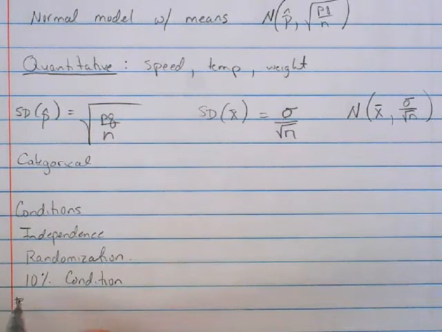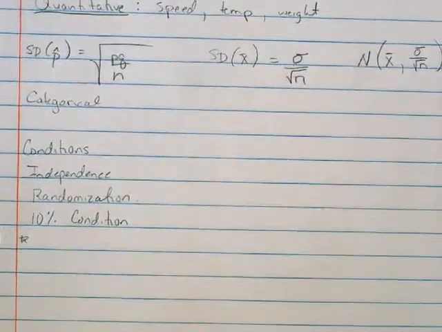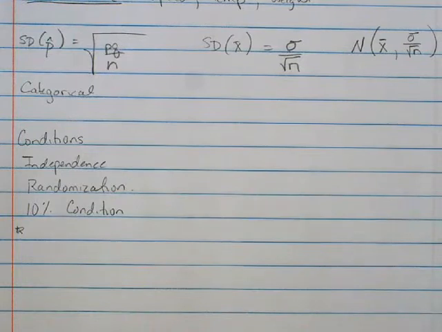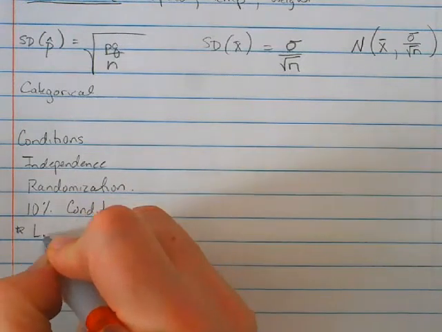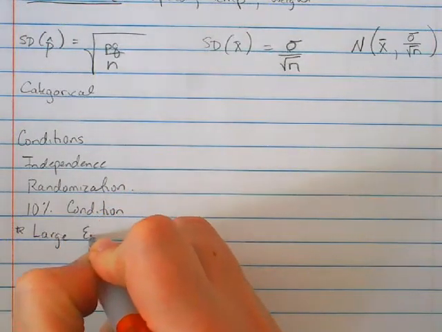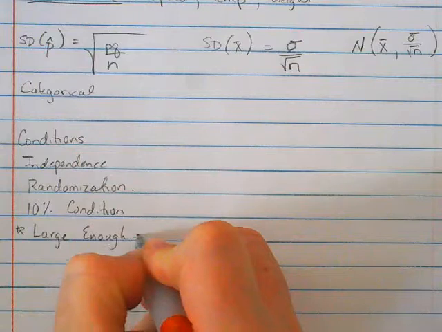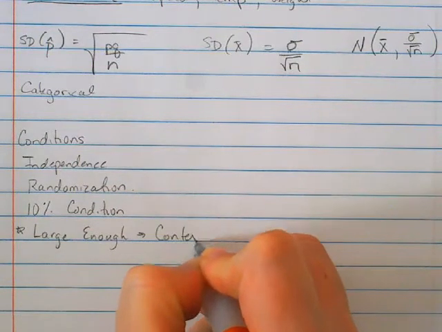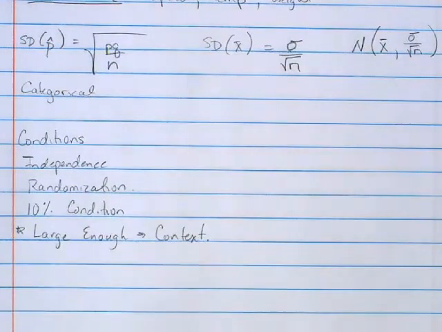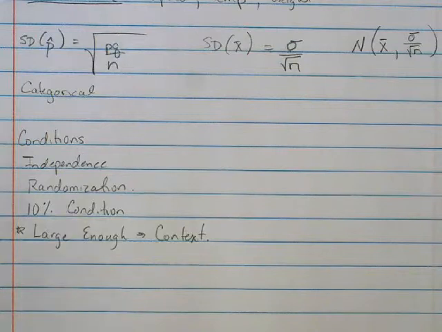There is a fourth condition or assumption for working with means. This is called the large enough condition. It's all about context. You have to look at the situation you're in and decide how large a sample size you think you need to have a fairly normal distribution.